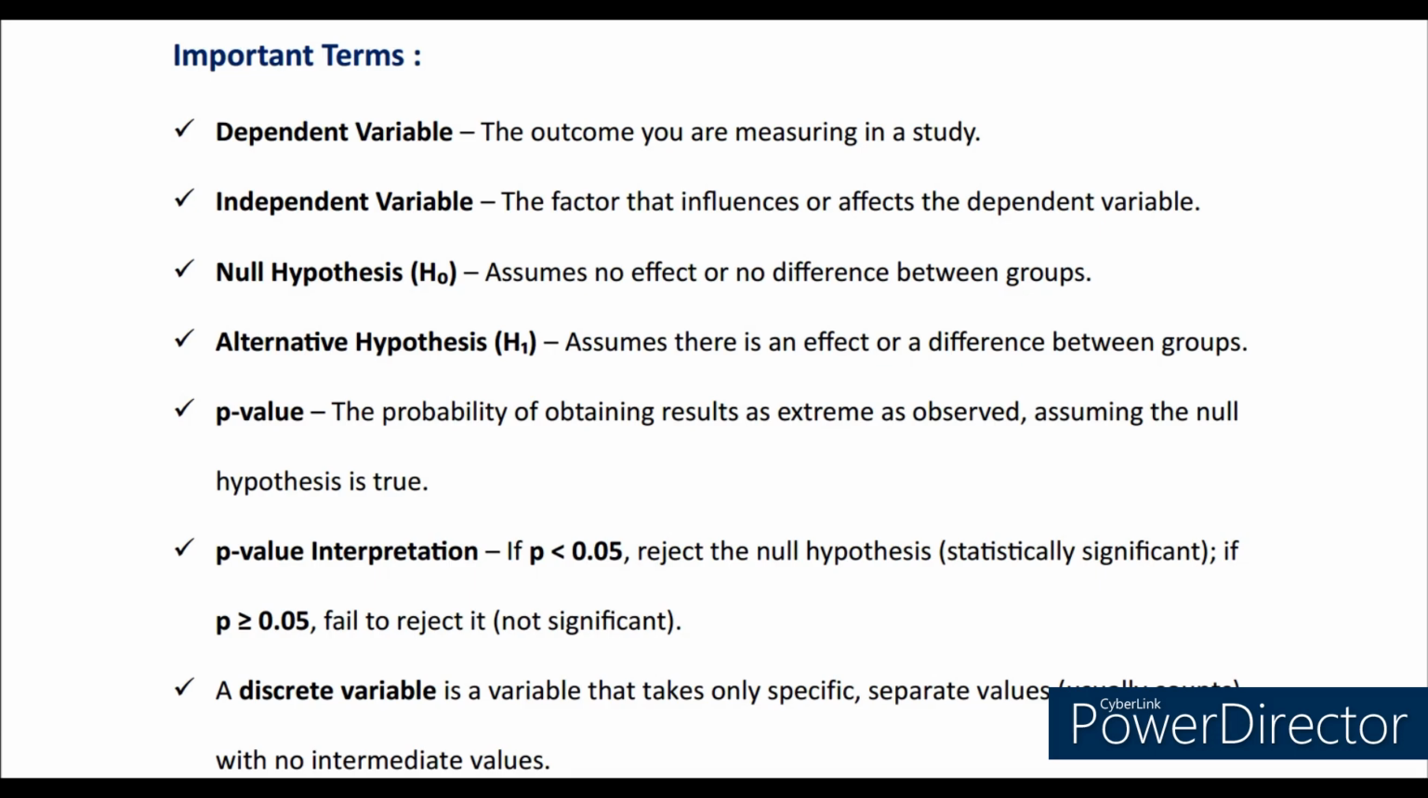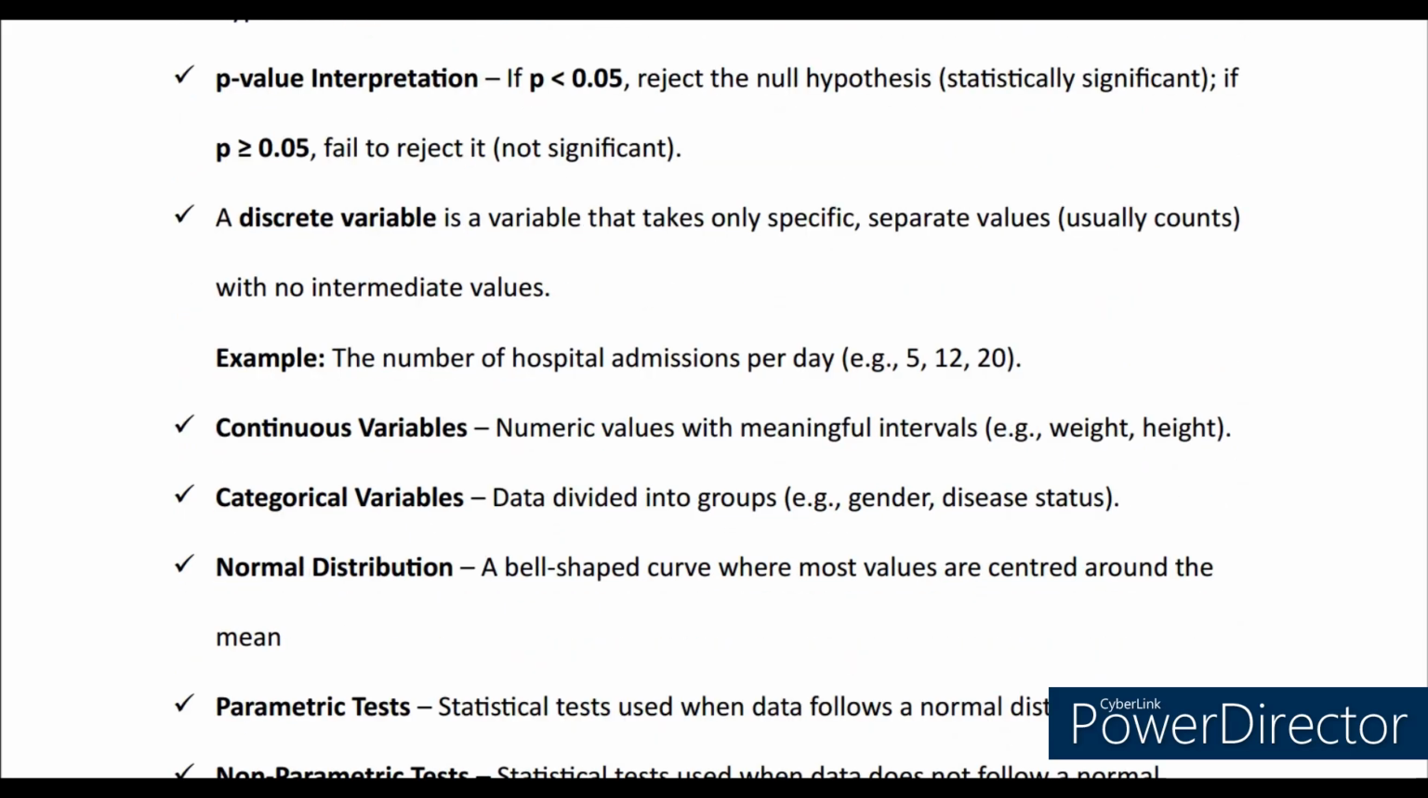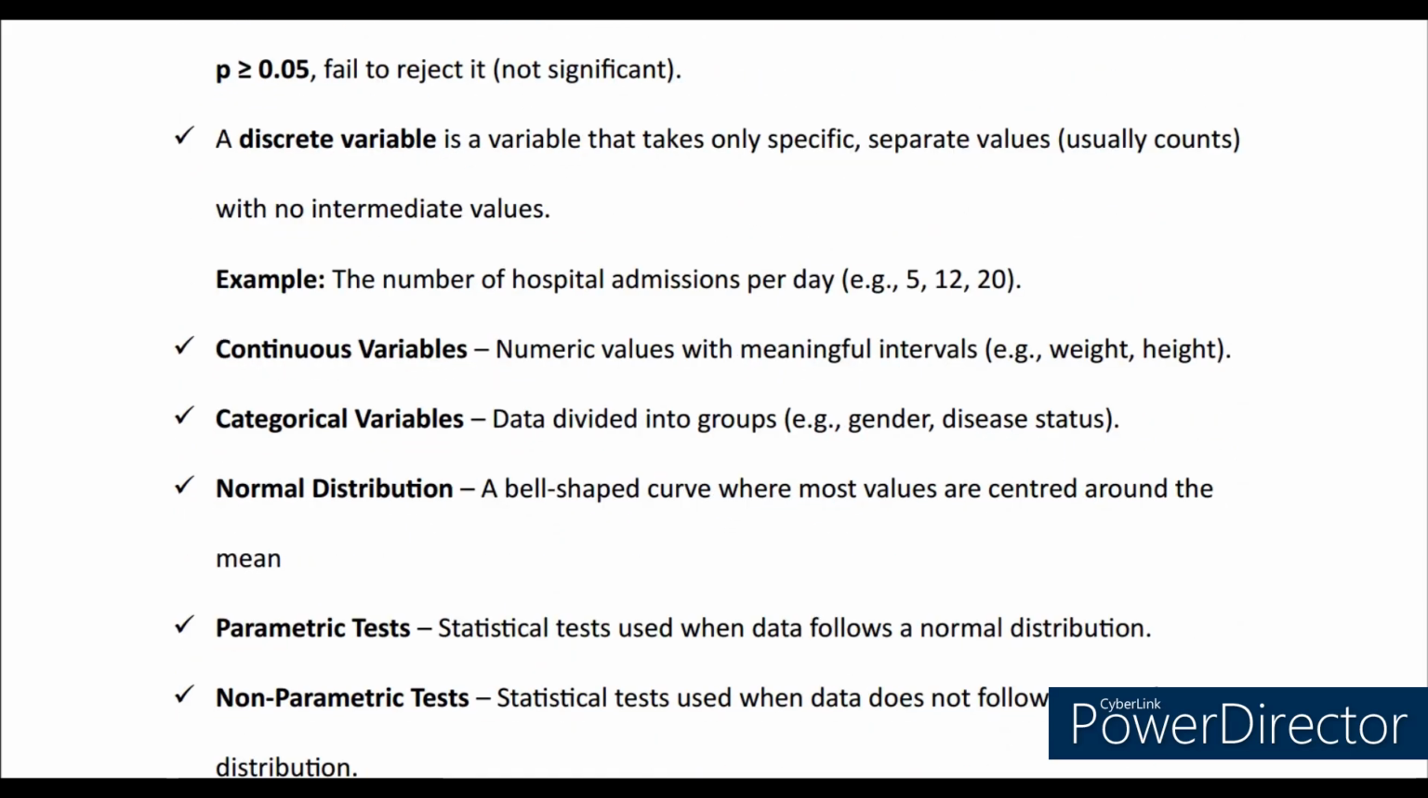And if the p-value is more than 0.05, we fail to reject the null hypothesis and we call it not significant. And now coming to discrete variable, it is a variable that takes only specific separate values with no intermediate values. For example, the number of hospital admissions per day. So the answer should be something like 5 or 6 admissions, right? It cannot be 5.5 admissions, right?